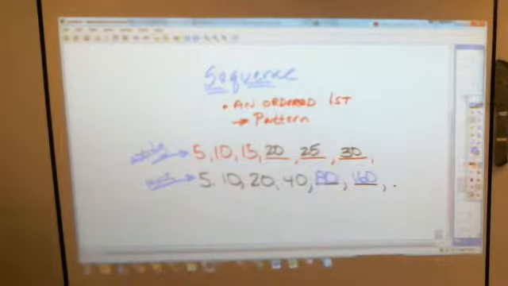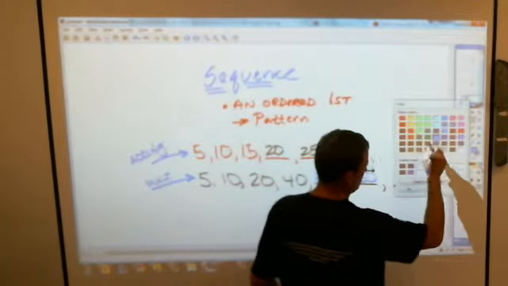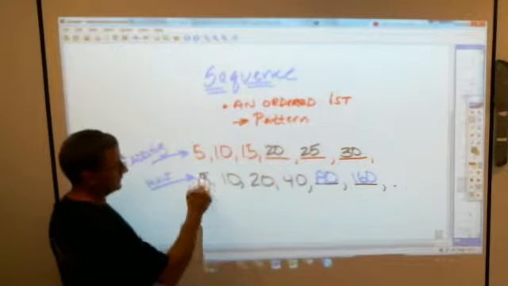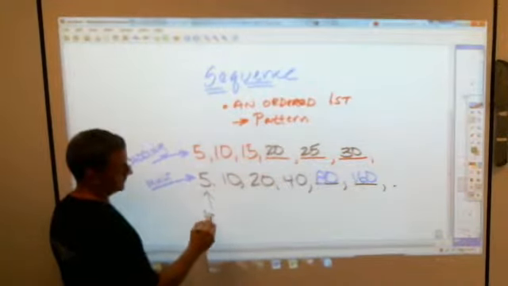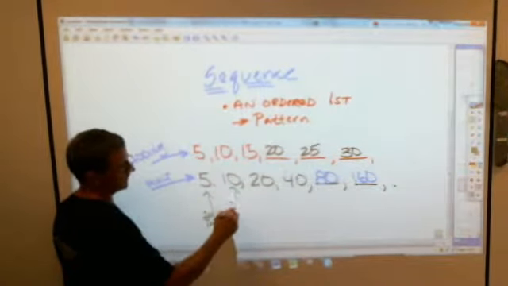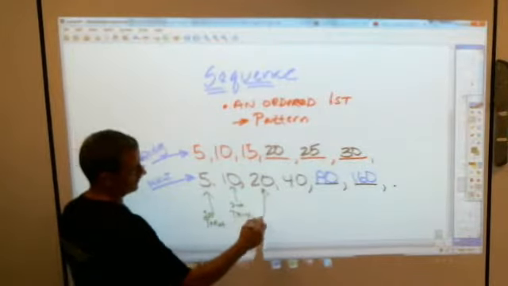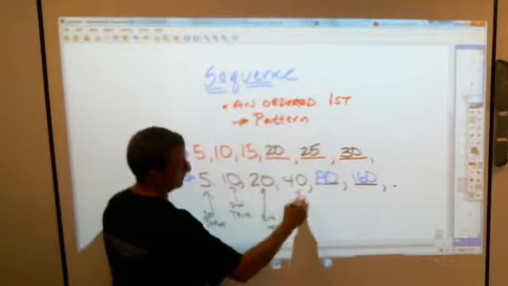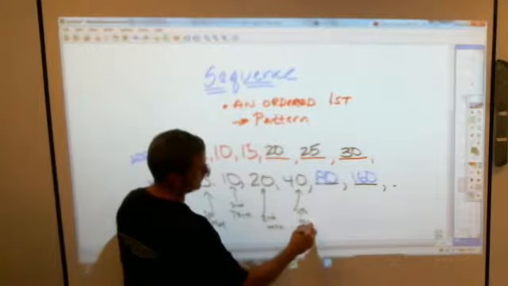And do not forget that when you have a sequence, each individual item there is called a term. So this would be the first term of the sequence. And then this would be the second term, and the third term, fourth term, and so on and so on.